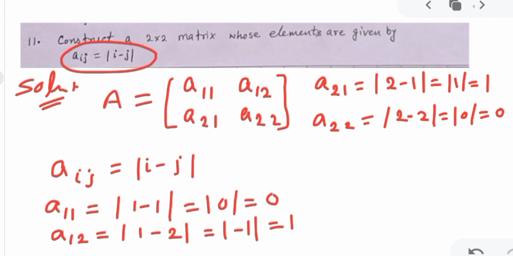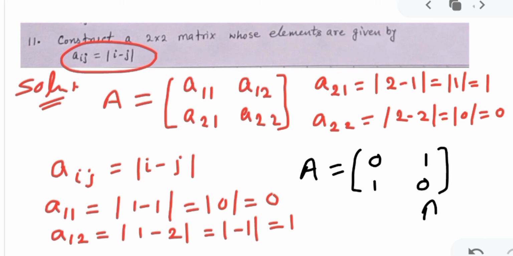Now I will put the values. So in this way A will be: A11 means 0, A12 means 1, A21 is 1, and A22 is 0. So in this way I got the 2 cross 2 matrix. The required 2 cross 2 matrix has rows 0, 1 and 1, 0. Okay, so this will be our final solution for question number 11.